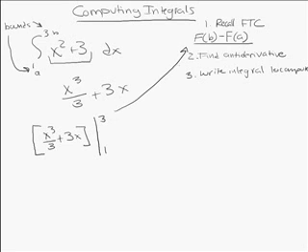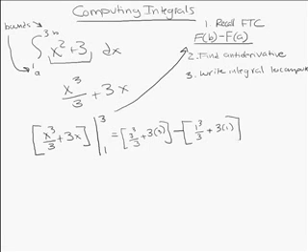Now we can say that 3 to the third over 3 plus 3 times 3 minus 1 to the third over 3 plus 3 times 1. Now from this point it's just simple algebra, so we'll just go ahead and do that real quick.